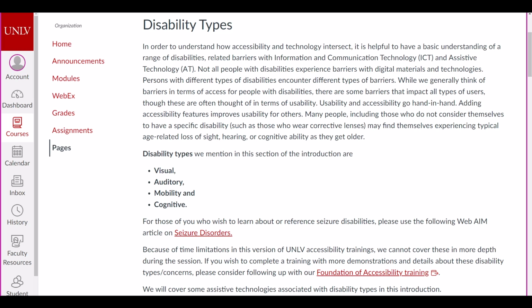Because of time limitations in this version of UNLV accessibility training, we cannot cover these in more depth during this session. If you wish to complete a training with more demonstrations and details about these disability types and concerns, please consider following up with our Foundations of Accessibility training. We will cover some assistive technologies associated with disability types in this introduction.